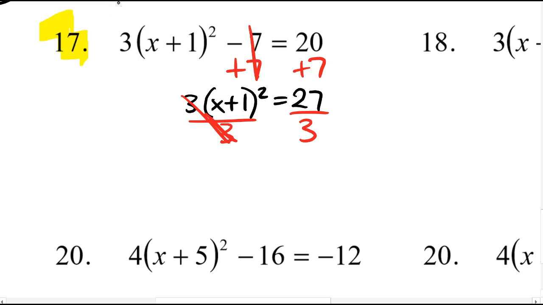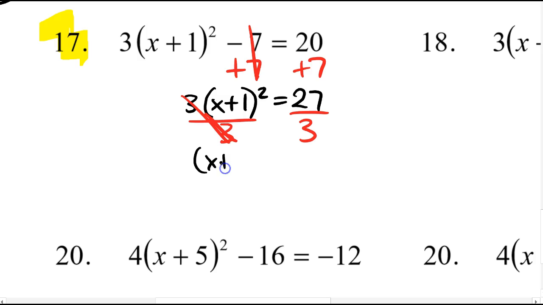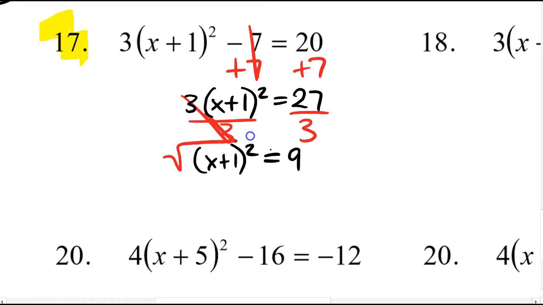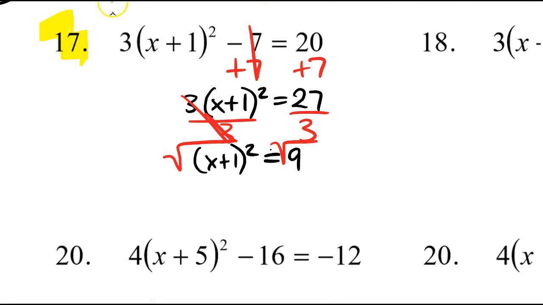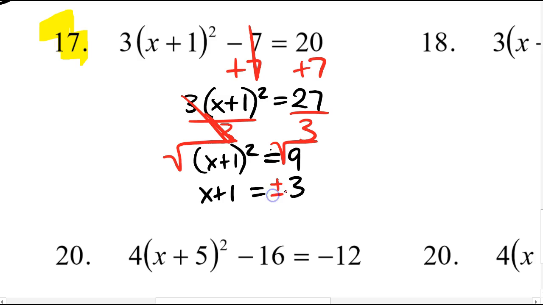And now on the left side, we'll have (x plus 1) squared equals 27 divided by 3, which is 9. And now we can solve using the square roots. Square root here, square root there. So now x plus 1 on the left, and the square root of 9 is 3. And don't forget that when we take the square root, we have plus and minus.